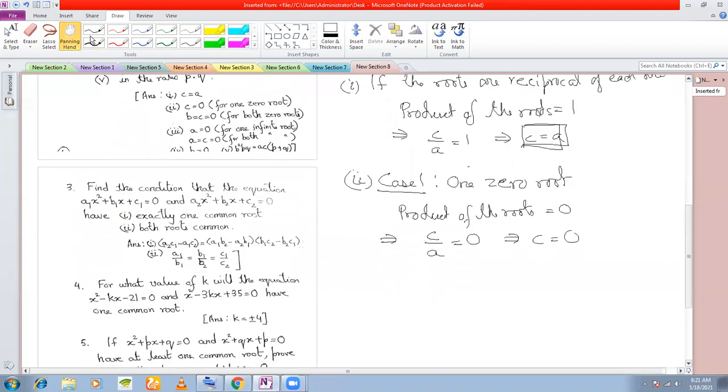Just to give you an example, if you see an equation like 2x square plus 5x, where c is equal to 0, definitely you will get one root 0. See, x into 2x plus 5 equal to 0. You get x is equal to 0 or x is equal to minus 5 by 2. So you are getting one zero root, right? So this is the condition. Okay. So second one, case 2, when both roots are 0.